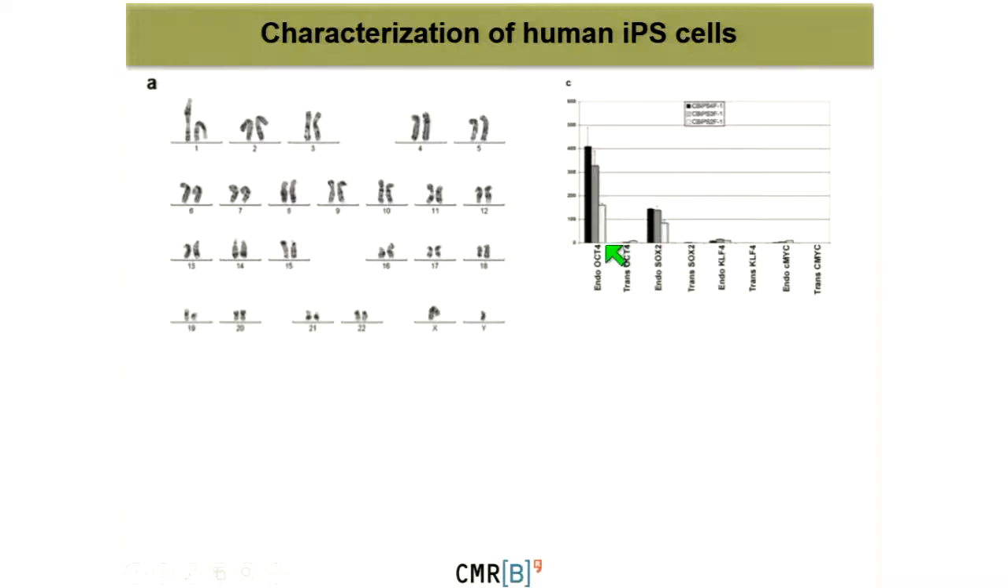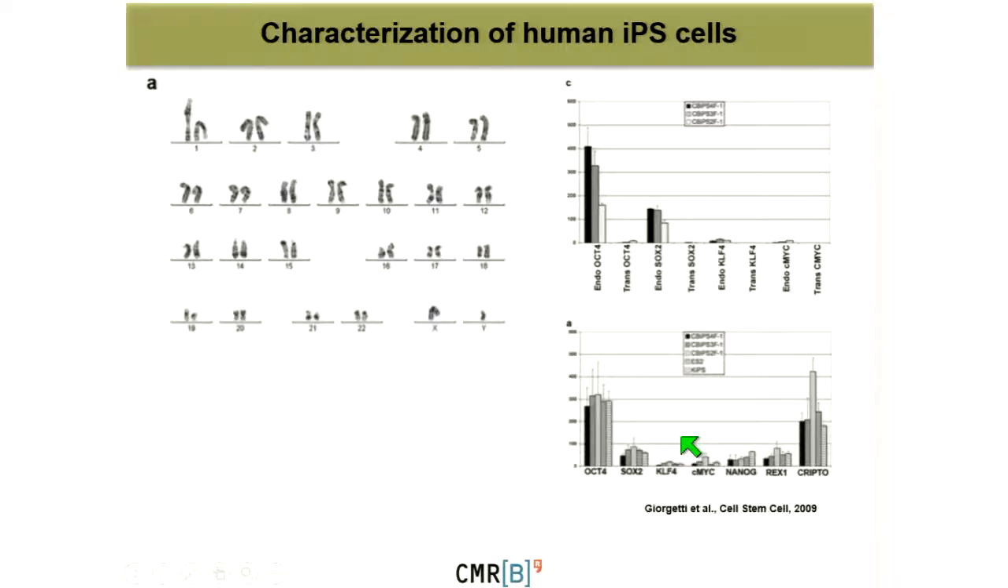This graph is just showing the expression of the transgenes that we use to reprogram. Those that say "trans" here, the transgenes that we used for these cells, were OCT4, SOX2, KLF4, and MYC, which is a typical Yamanaka cocktail. You see that the expression of the transgenes has been silenced, and the expression of OCT4 and SOX2 now comes from the endogenous OCT4 and SOX2 loci in the cell.